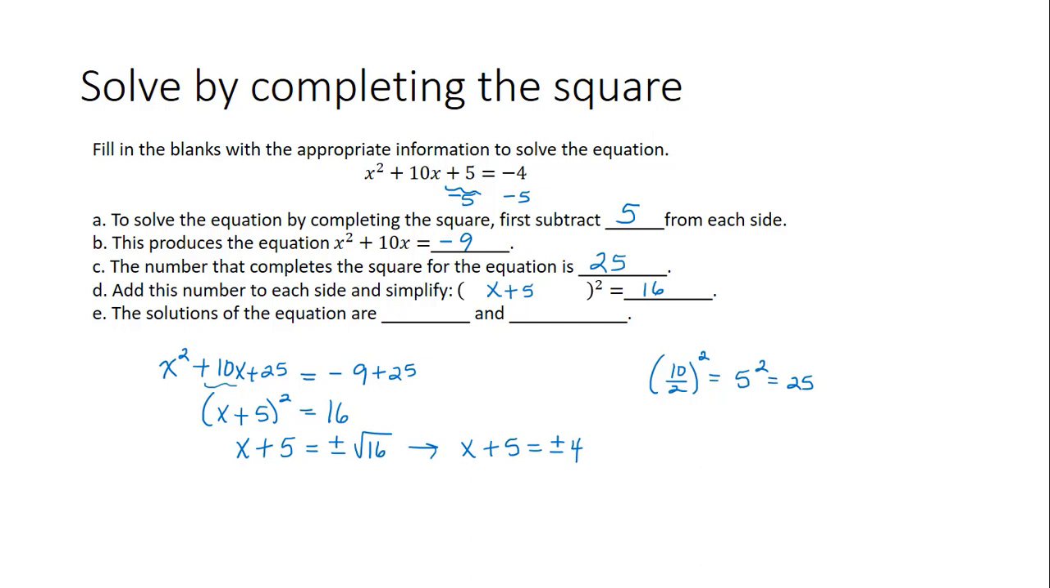So to solve for x, we can subtract 5 from each side to get x is equal to -5 plus or minus 4. This means that x is equal to -5 plus 4, or x is equal to -5 minus 4, which gives us -1 or -9. So the solutions of the equation are -9 and -1. And if we were asked to write that in solution set notation, the solution set would be the set containing -9 and -1, remembering that we typically write the solutions from smallest to largest.